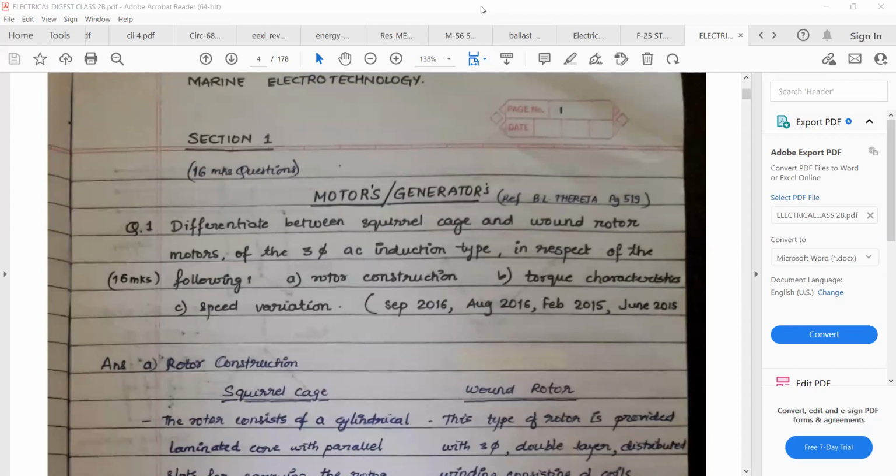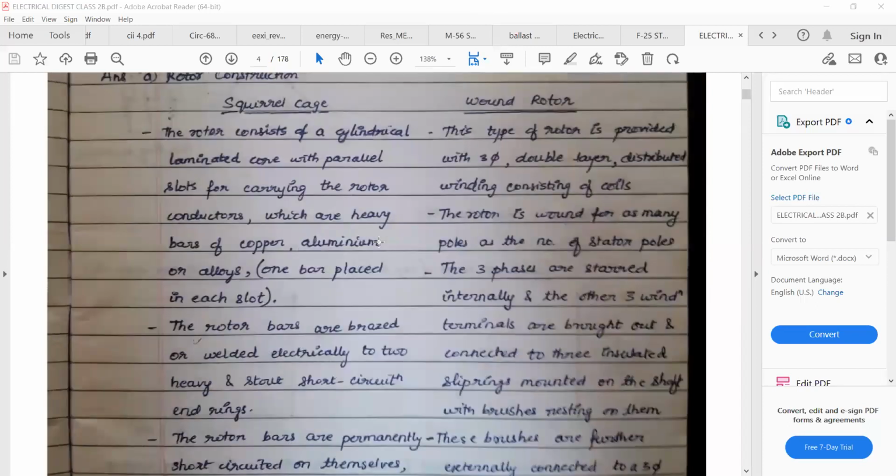Okay, we'll just see. Squirrel cage motor. The rotor consists of a cylindrical laminated core with parallel slots carrying the rotor conductors, which are heavy bars of copper, aluminum, or alloy. One bar is placed in each slot. How does it look? Just give me a minute. I'll open another slide and show you how it looks.